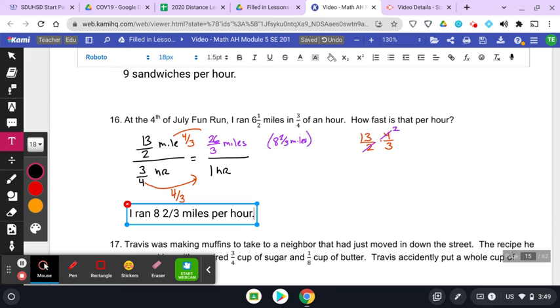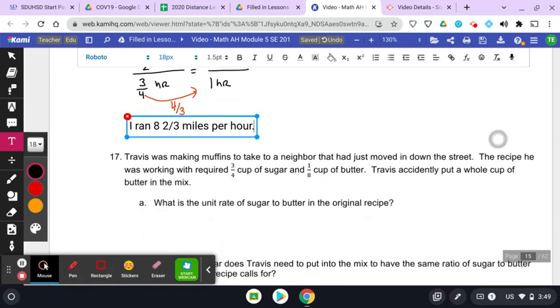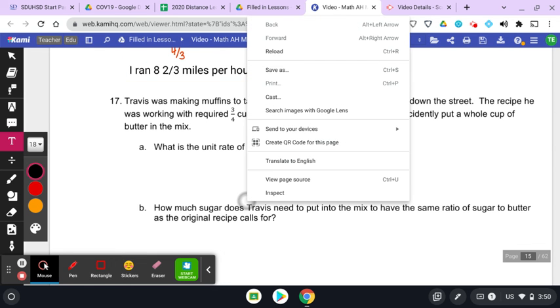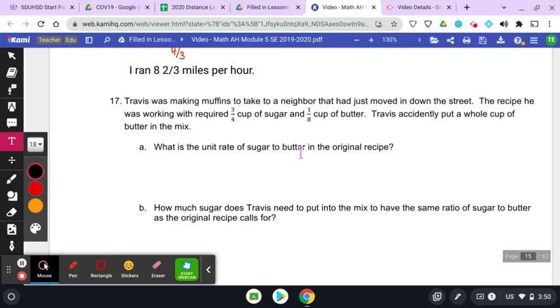All right, this is the mom problem. The child comes in and ruins the recipe. Okay, here we go. Travis was making muffins to take to his neighbor that had just moved down the street. The recipe he was working required 3/4 of a cup of sugar for 1/8 cup of butter. Travis accidentally put a whole cup of butter in the mix. Okay, so we're trying to figure out how to fix his now very nasty butter cookies.